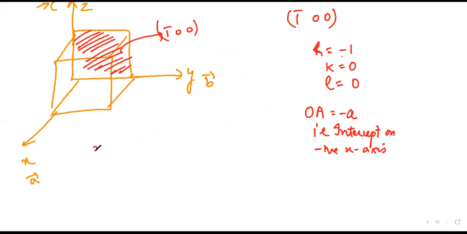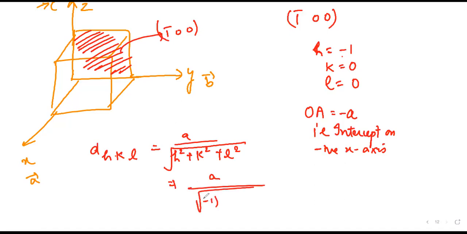So now, what is the value of interplanar spacing for this plane? That is equal to a over the square root of h square plus k square plus l square. So a is what? h is equal to -1 square plus 0 plus 0. So you are getting the value as a. So interplanar spacing will be the same as for the positive x-axis.